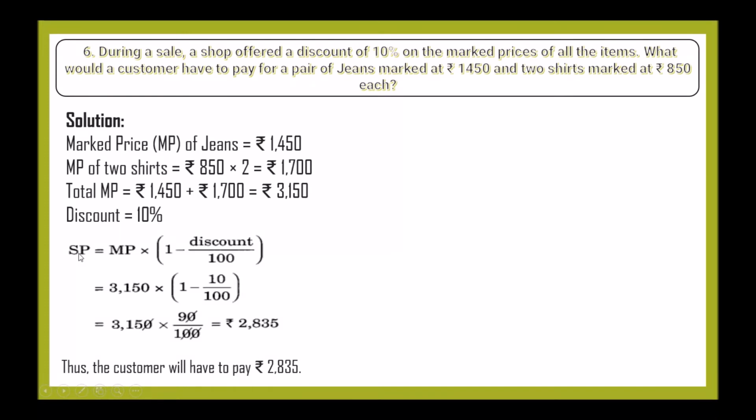Discount is 10%. So SP equals MP into 1 minus discount upon 100. That is 3150 into 1 minus 10 upon 100. So 3150 into 90 upon 100, that is 2835. Thus the customer will have to pay rupees 2835.